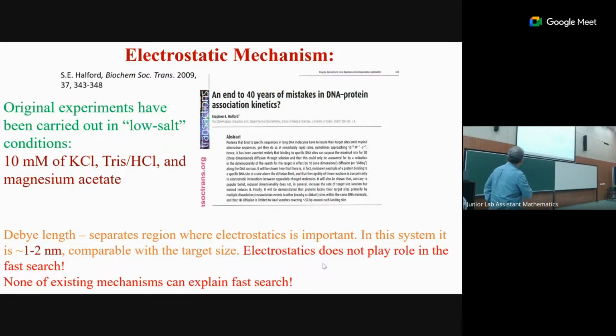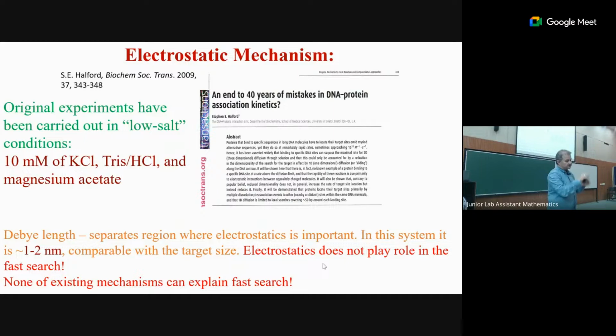Problem comes, they forgot about something which is known as Debye length. Again, the same Debye did something different. So Debye length is the length over which, below this length, electrostatic forces are important, above is not. In a system where many charges compensate each other, they screen each other.